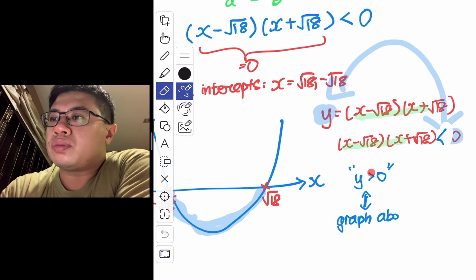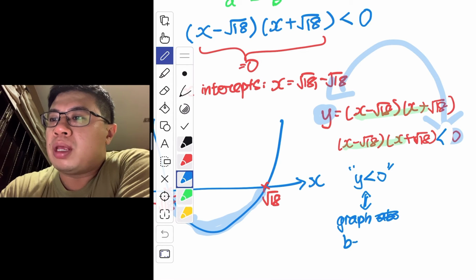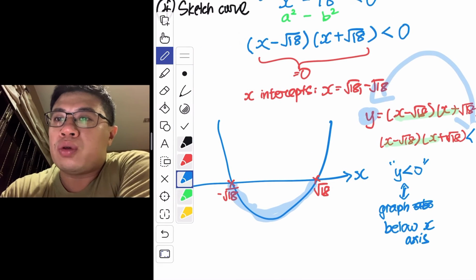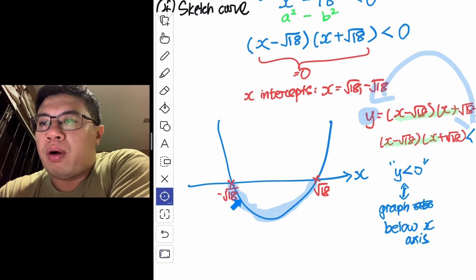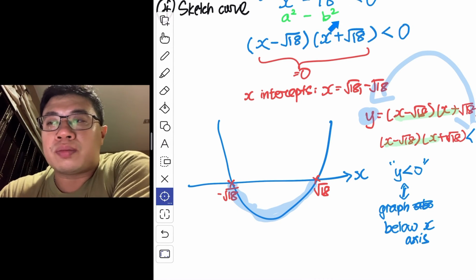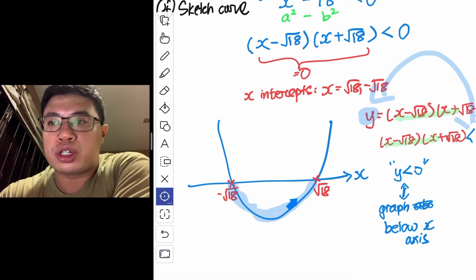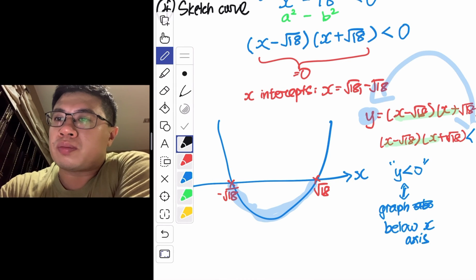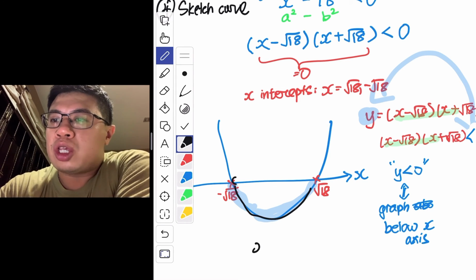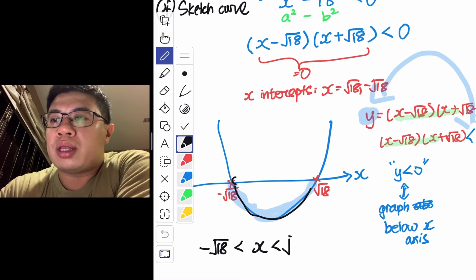Okay, so if you are looking at less than 0, then it's the other way around. You are looking at the region where the graph is below the x-axis, because that is where your y values are negative. So if you just follow my cursor here, every point here underneath the x-axis is where your y values are negative. It means that this function, if it's basically your y function, is less than 0, it is negative. So what are the corresponding x values that will give you this portion here? You can see that basically from here to here is where x has to be between negative square root 18 and square root 18.